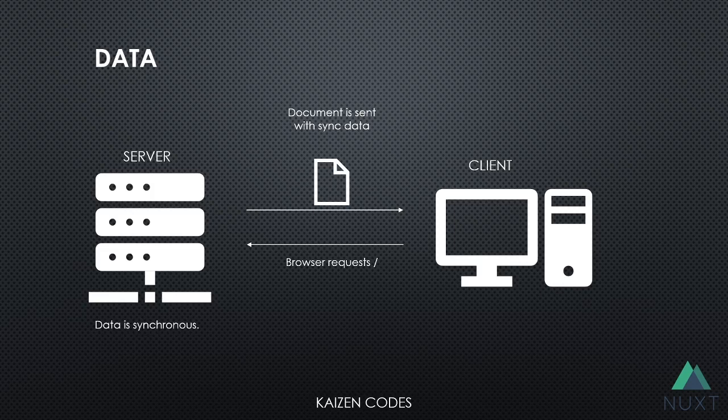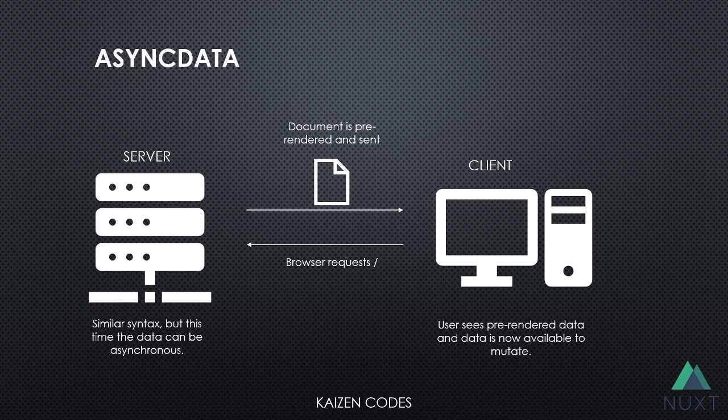So the data property is a synchronous data property. What that means is we can set the data property and it'll render on the server and the client, but it's limited to static data, and that is kind of the holdback of data. Usually what we want is maybe to make a request to an API and then populate data with that and then send back the file to the client. And to do that, we use asyncData.